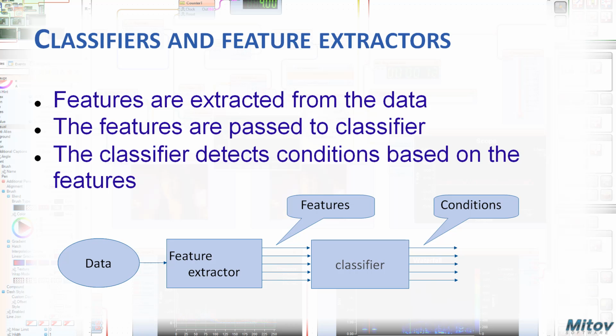The classifiers typically are designed to work in one of two modes: to be trained and to recognize. We extract features from the data. In both cases, we send those features to the classifier, but in case of training, we also provide the conditions or the class that needs to be recognized. In case of recognition, the classifier will simply send out the recognized condition or class.